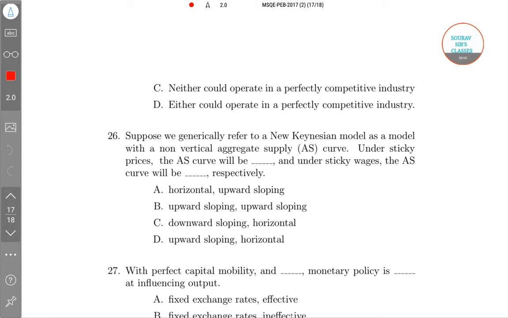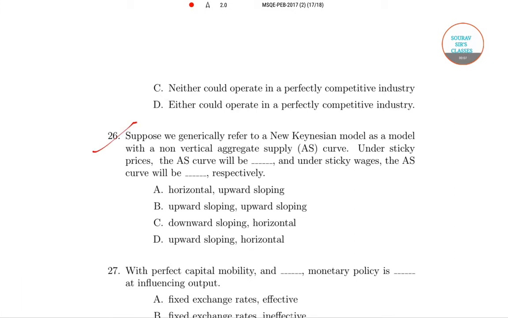So in today's video, we'll be solving question number 26 from MSQE PEB 2017 question paper. In this question, it is given, suppose we generally refer to a new Keynesian model as a model with a non-vertical aggregate supply curve. That is, the aggregate supply curve is like this, non-vertical. Vertical, it would have looked like this.